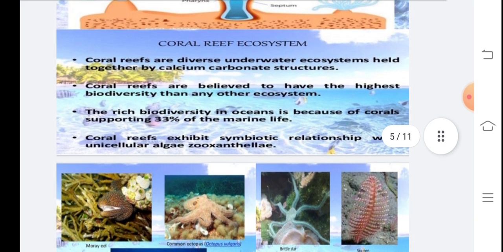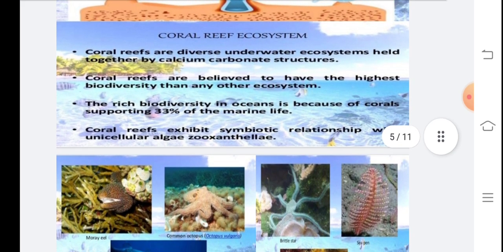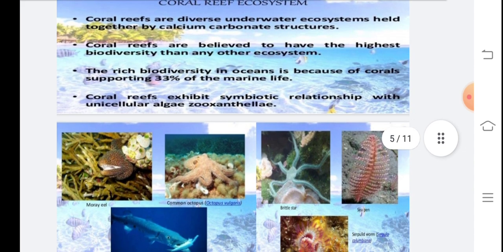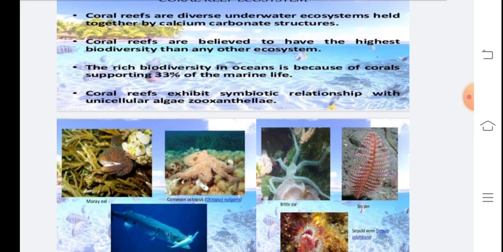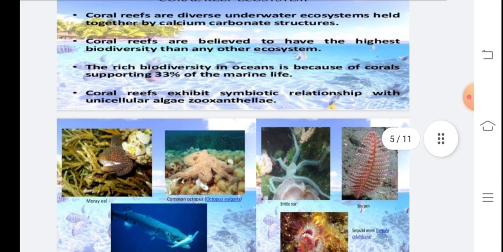Then corals are believed to have the highest biodiversity of any other ecosystem. The rich biodiversity in the ocean of the corals, it has about 33% of the marine.